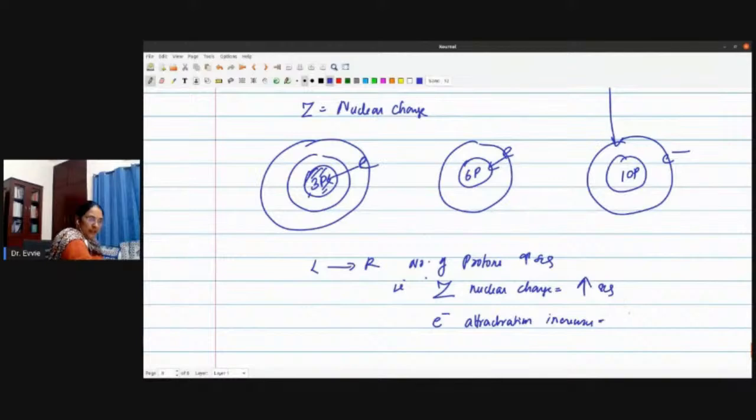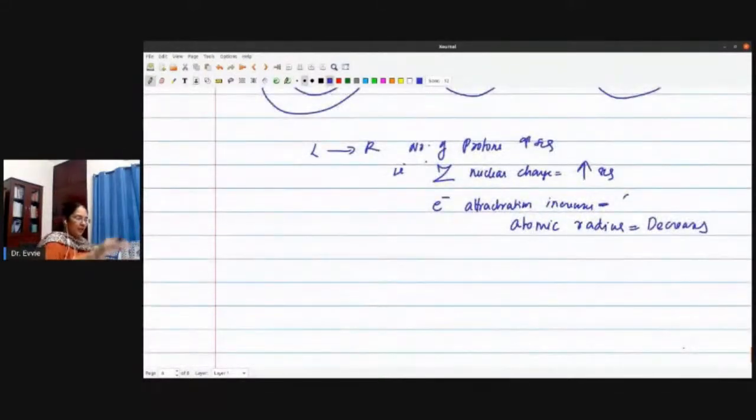And that is why your size, or atomic radius, decreases. This is your conclusion from this. Now I'll just give you one small example.